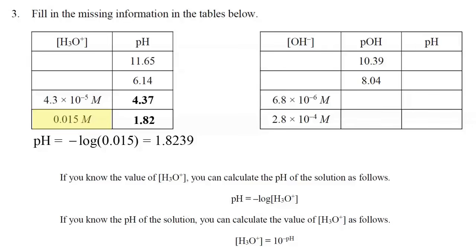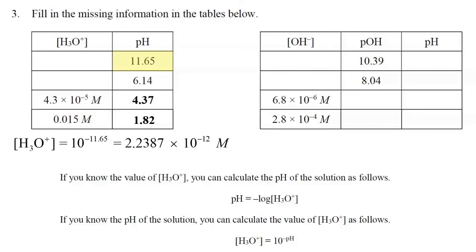Now, let's go in the other direction. If you know the pH of the solution, you can calculate the value for the concentration of the hydronium ion by doing 10 on your calculator raised to the negative whatever that pH value happens to be. So I see a pH of 11.65 in the table. So I will do 10 raised to the negative 11.65 on my calculator, and I get 2.2387 times 10 to the negative 12. Since 11.65 has 2 significant digits, then I will round off my concentration to 2 significant digits. That would be 2.2 times 10 to the negative 12 moles per liter.